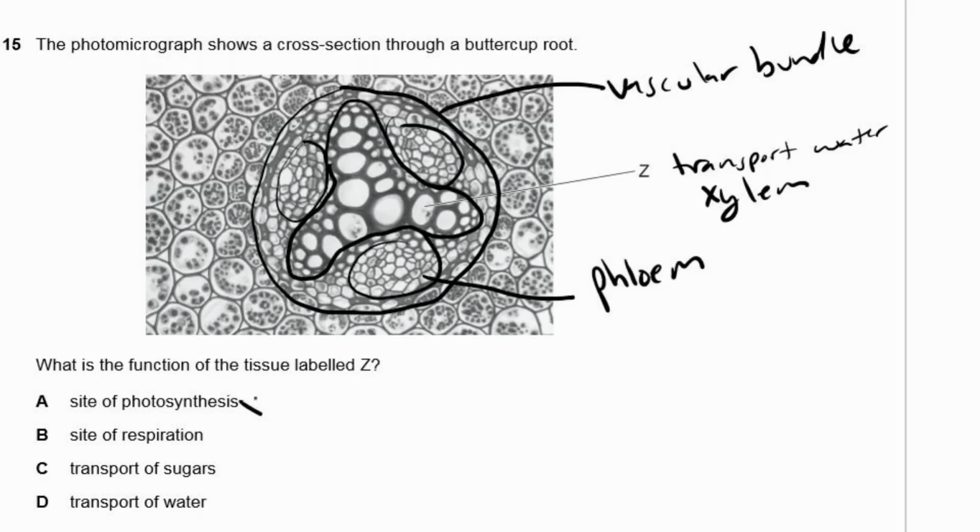So is it photosynthesis? Nope, that's in the leaves. Site of respiration? Nope, it's for transport. Transporting sugars? Nope, that's the phloem. Is it transport water? Yes, it's D.